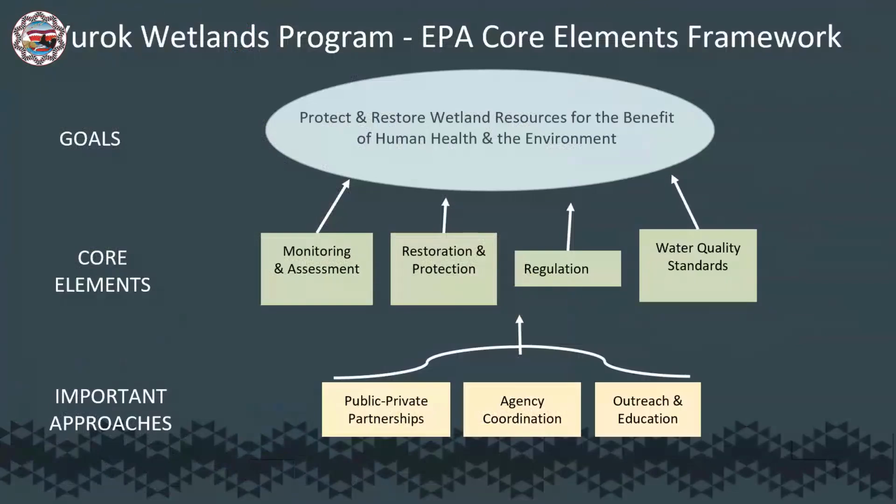So the EPA outlines a core elements framework that is pretty aligned with the Yurok Wetlands Plan. The goal that's outlined is to protect and restore wetland resources for the benefit of human health and the environment. We do this through monitoring, as I just mentioned. We'll take data and look at it and see where we need to focus our restoration effort.